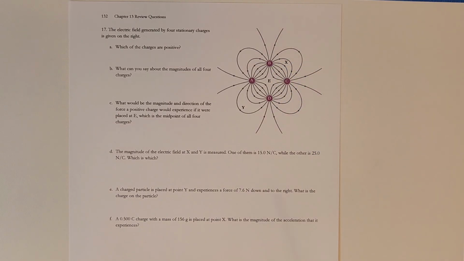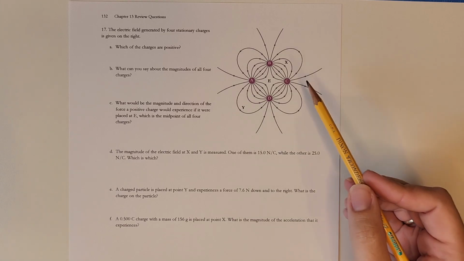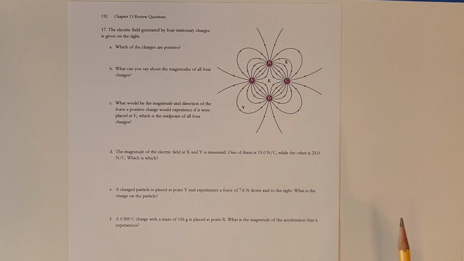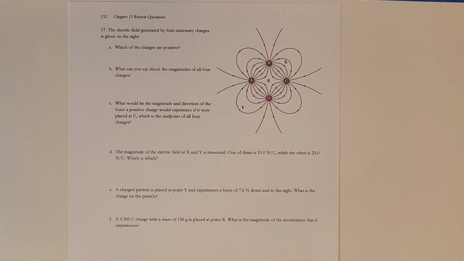What can we say about the magnitude of all four charges? When we're talking about magnitude, it has to do with how many electric field lines are going to and from those charges, and they are all equal. If you count each one, they're all going to be exactly the same, and so we can say that the magnitudes are all equal.